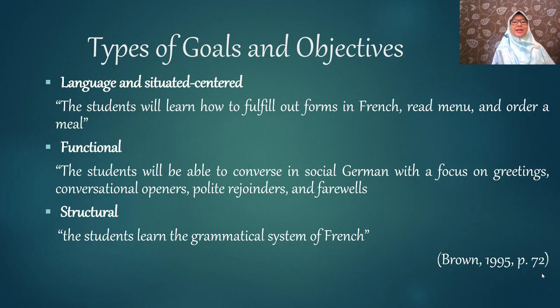What about the functional? The second one relates to the use of language based on the function of the language itself. So the students will be able to converse in social German with a focus on greetings, conversational openers, polite rejoinders, and verbals. Functional will also relate to the social function when they have the conversation or communication orally. The last is structural goals. In structural goals, it is close to the term of linguistic or the language system that the students learned. So here, the students learn the grammatical system of French.